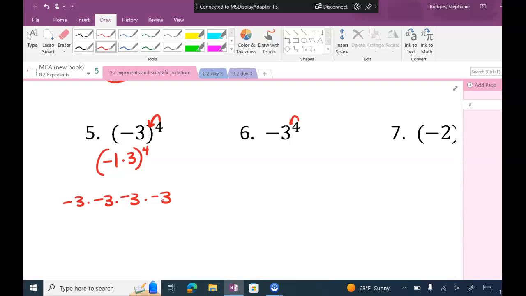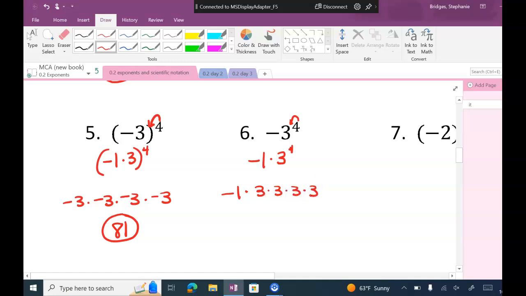So negative 3 times negative 3 times negative 3 times negative 3 is going to be a positive 81. If you're entering that into the calculator, it is very important that you put the parentheses when the parentheses are in the problem. If you don't, it's going to give you a different answer. With 6, however, this is technically negative 1 times 3 to the 4th power. Do you see how that 4 is only attached to the 3 and not to the negative? So this would be negative 1 times 3 times 3 times 3 times 3, which would not give me a positive 81. It would give me a negative.